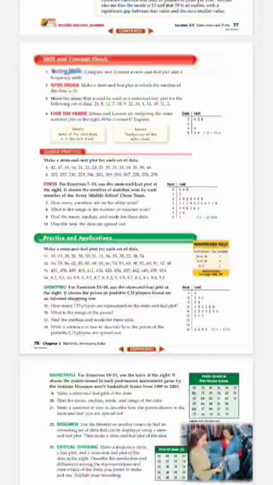Make a stem and leaf plot for each set of data. 5, 42, 47, 19, 16, 21, 23, 25, 25, 29, 31, 33, 34, 35, 39, 48, 6.